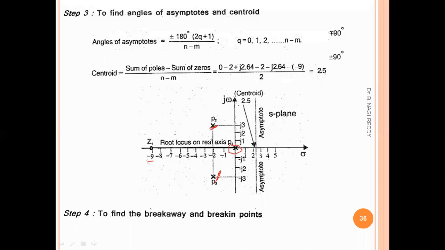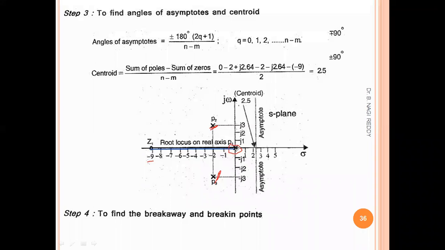to zero Z1. So take the scale and draw a thick line along the x-axis like this. The thick line has to be visible. So draw a thick line along the x-axis from pole P1 to zero Z1. Because we have a pole and we have a zero, the root locus will start from pole P1 and end at zero Z1. So we have plotted that.